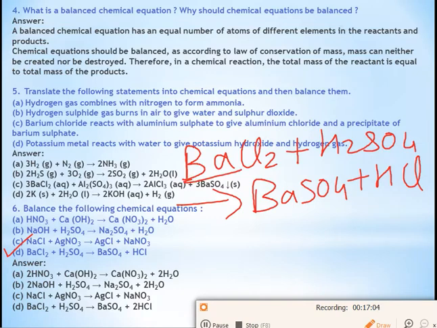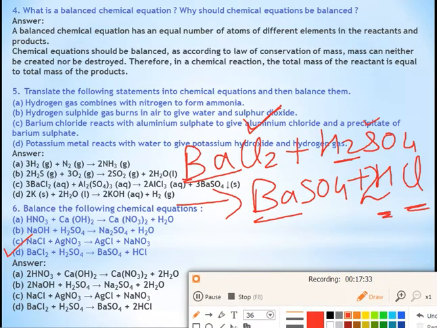1 barium is on the reactant side, 1 barium on the product side. 2 chlorine on the reactant side, but we have only 1 chlorine on the product side. 2 hydrogen on the reactant side, 1 hydrogen on the product side. 1 sulfur, 4 oxygen, that is given. So we have to balance chlorine and hydrogen. One simple thing we have to do, we have to put 2 in front of HCl. Now everything is balanced. 2 hydrogen atoms on the reactant side, 2 hydrogen atoms on the product side, 2 chlorine atoms on the reactant and 2 chlorine atoms on the product side.